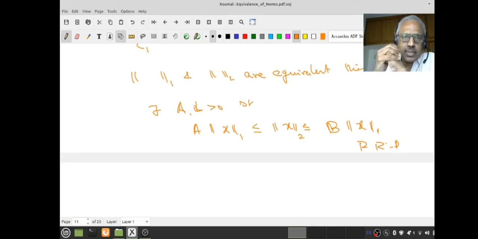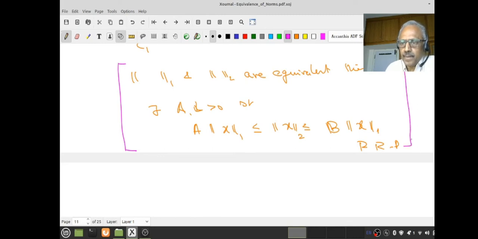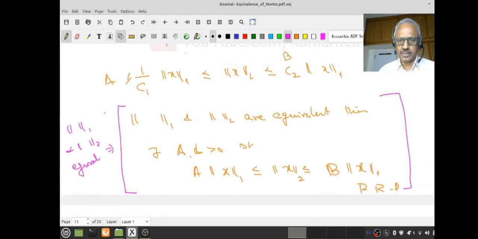So what have we shown now? If the two norms are equivalent, we have shown this chain of inequalities, which implies this. Right? That's what I wrote in anyway.